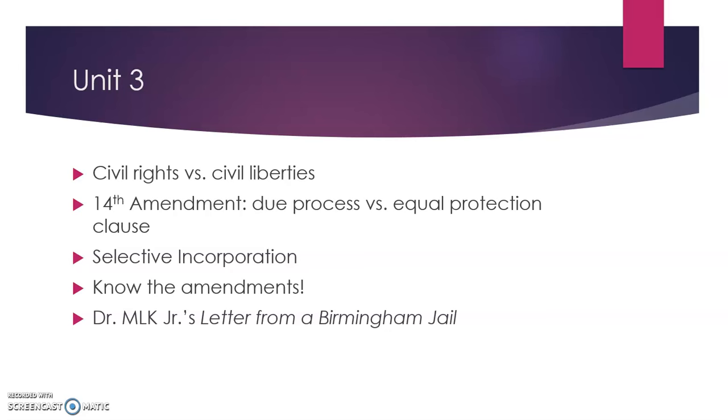All right. So then in Unit 3, we looked at the differences between civil rights and civil liberties. Remember, civil liberties are tied to the first 10 amendments, and civil rights ultimately are going to come about thanks to the 14th Amendment, in particular the Equal Protection Clause. That is very, very important. We also have due process that's going to come out of the 14th Amendment as well, and a very important term known as selective incorporation.